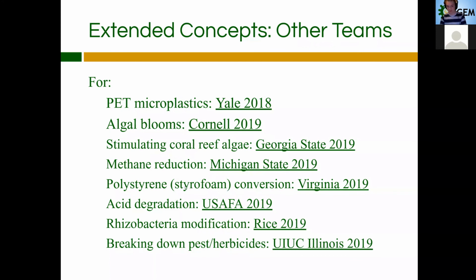So they wanted to turn styrofoam into compounds. I think it was breaking it down into monomers so they could work with it much better. Also acid and rhizobacteria. Rhizobacteria are the bacteria that live within plant roots, so they help fix nitrogen for the plants. And this was to make those rhizobacteria more effective at fixing nitrogen for the plants. And also breaking down pesticides and herbicides.